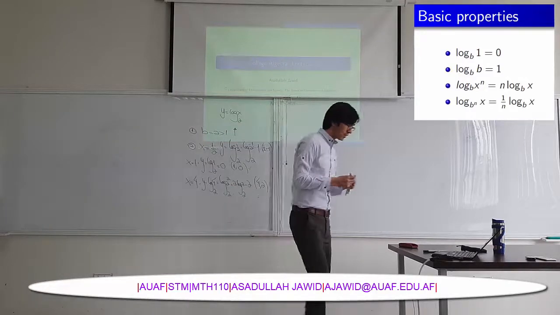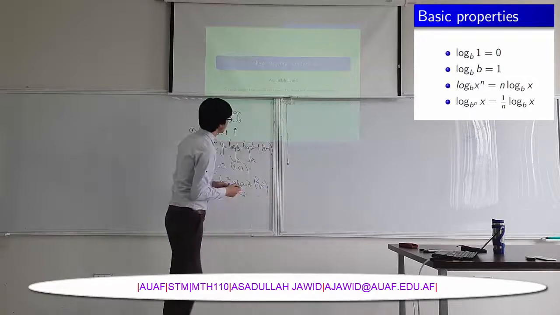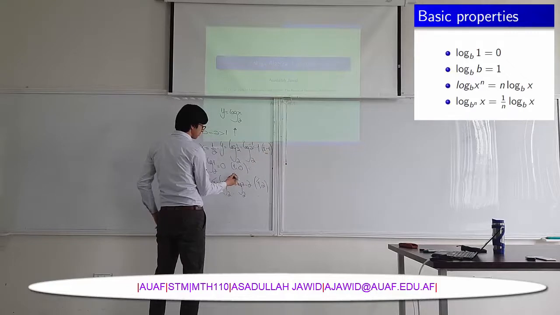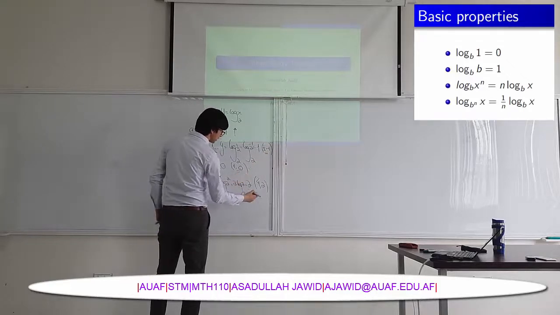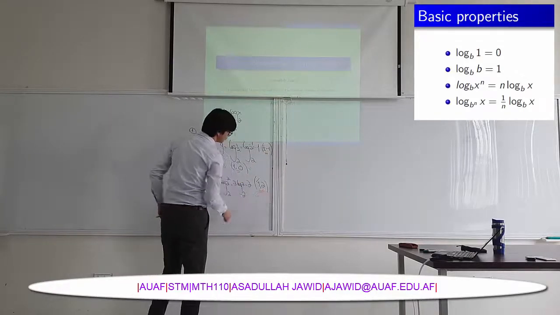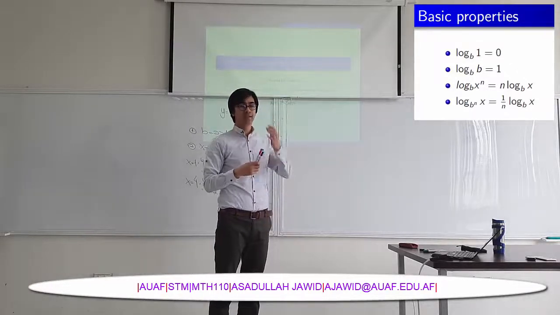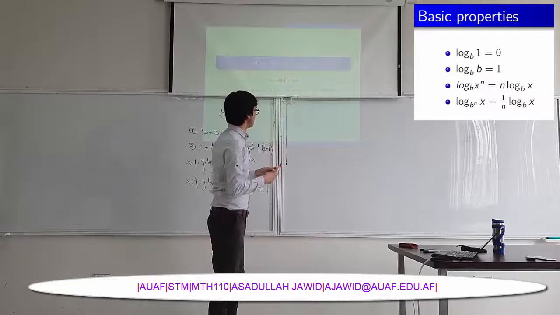Now, how many points do we have? 3 points of the graph we have. First point is x = 1/2, y = -1. Second point is x = 1, y = 0. Third point is x = 4, y = 2. Okay, now let's go to the xy coordinates and find the location of these 3 points.